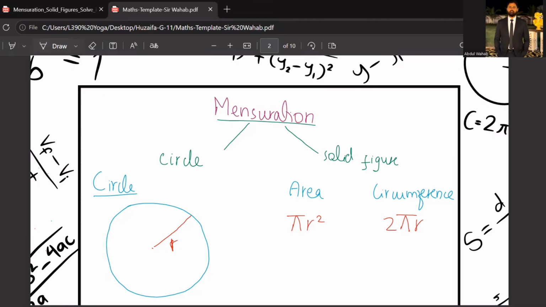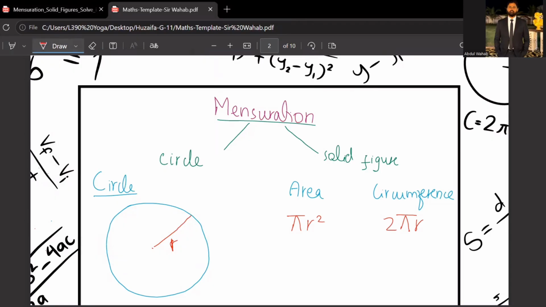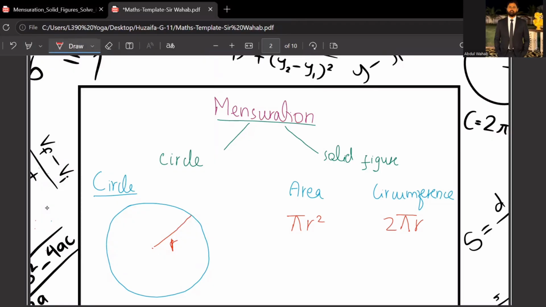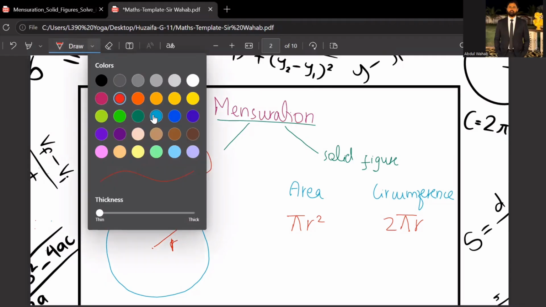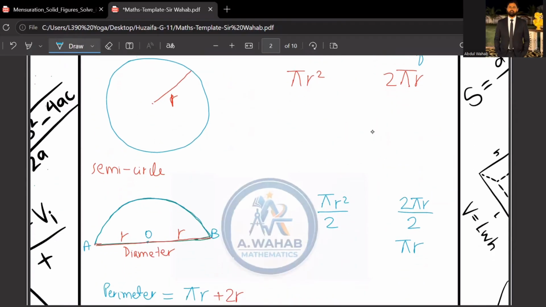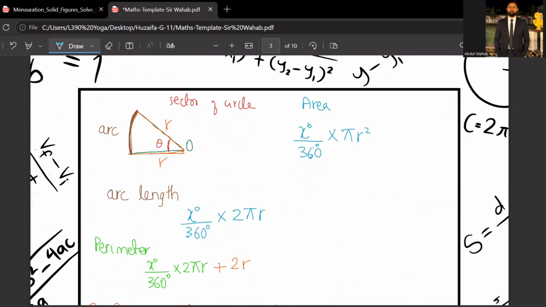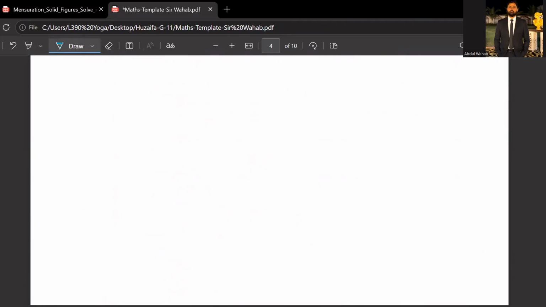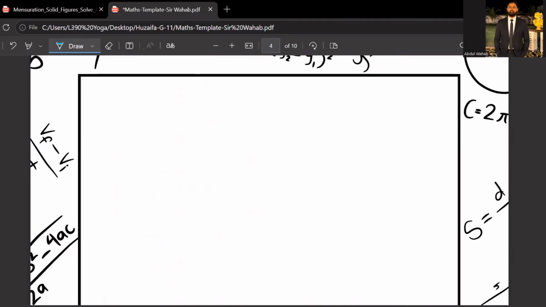Now we are starting a new part of the mensuration. As we have discussed, there are two parts of the mensuration. One is about the circle and the other is about the solid figures. So today we start the second part of the mensuration, the solid figures. By solid figures, we basically mean the 3D figures.